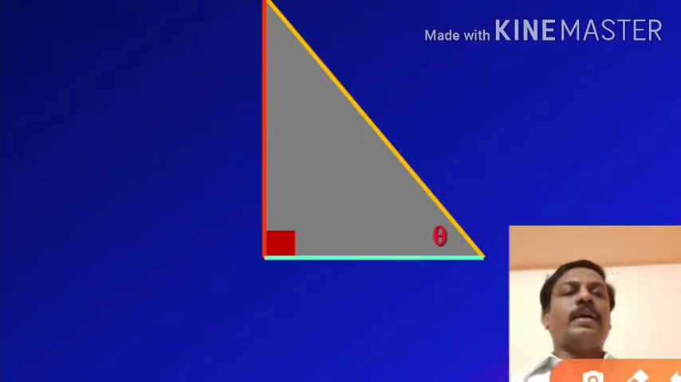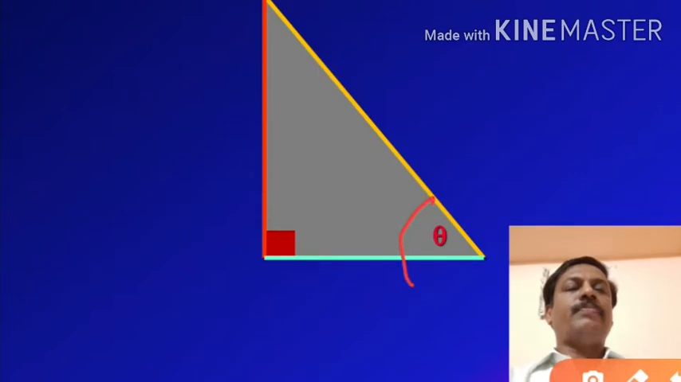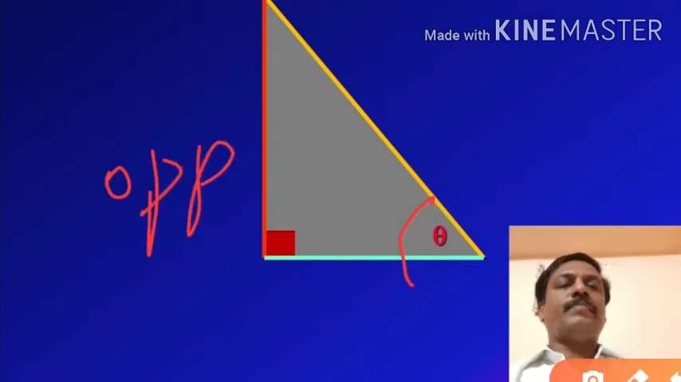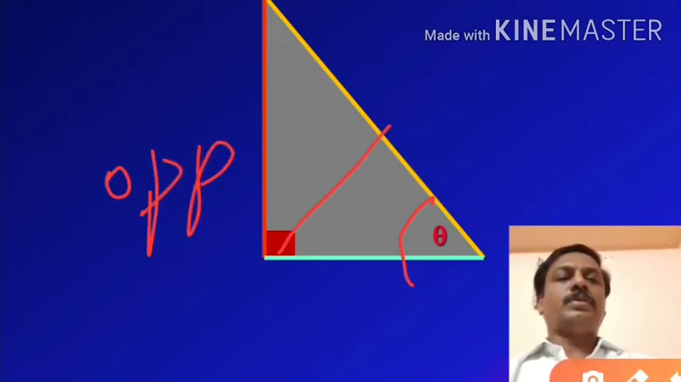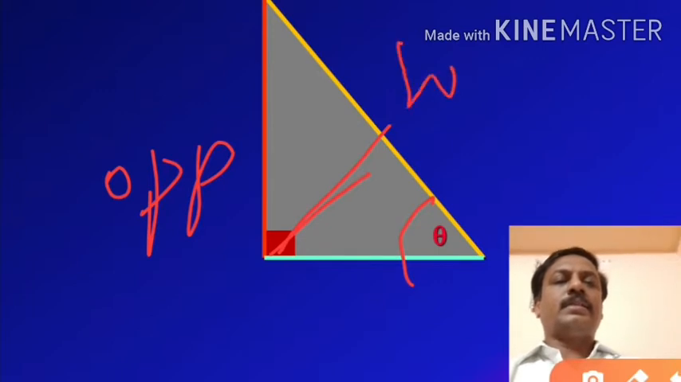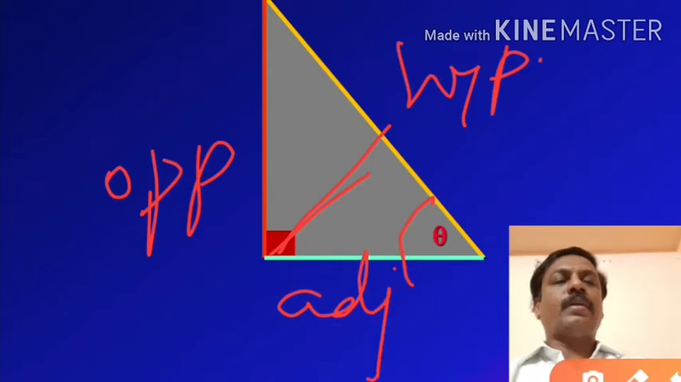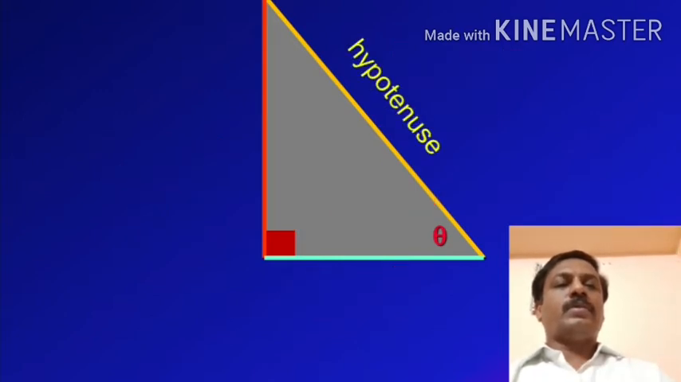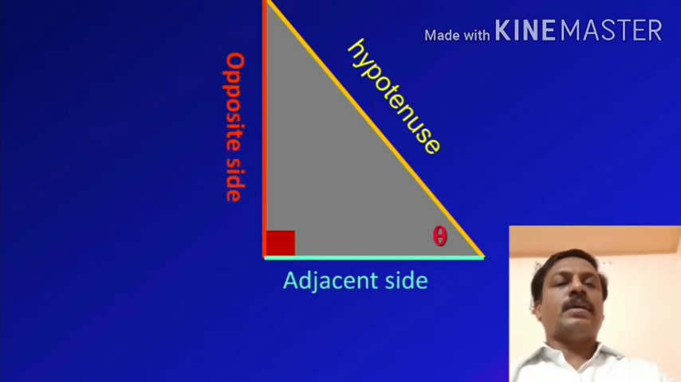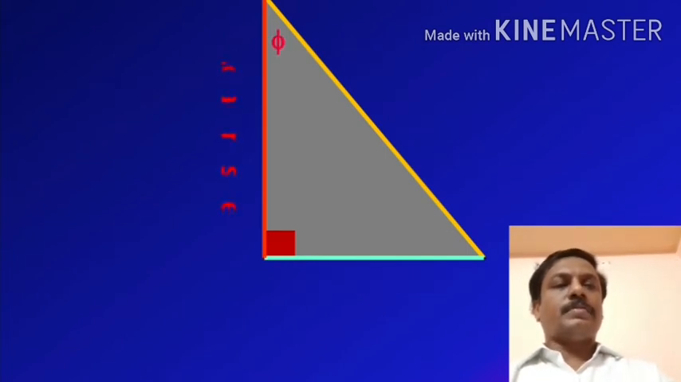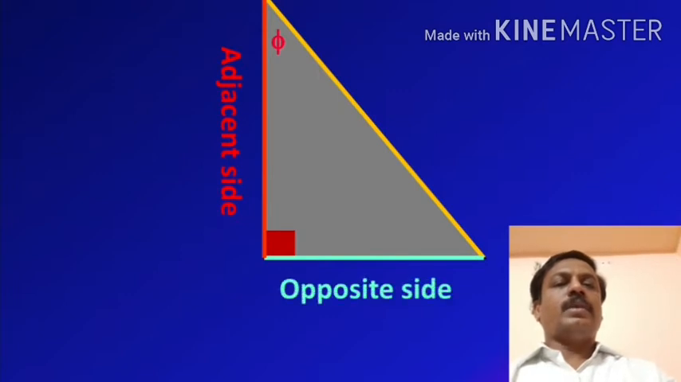Now here we have taken this theta as the reference angle. If theta is the reference angle, then here this becomes opposite side, and the one opposite to this 90 degree, this is hypotenuse, and this one is adjacent. Okay, so this is hypotenuse, this is adjacent, and this is opposite. So first we must learn how to label these sides.